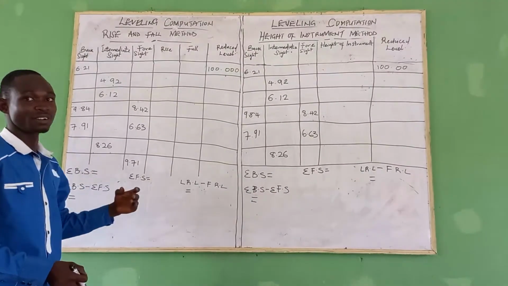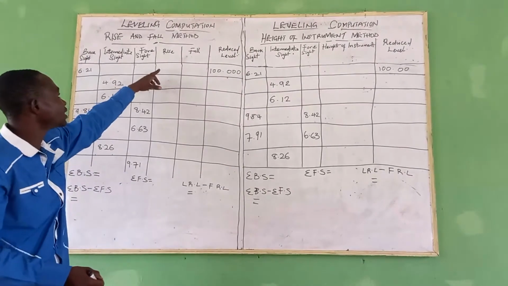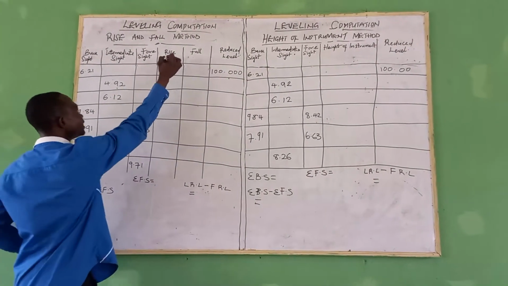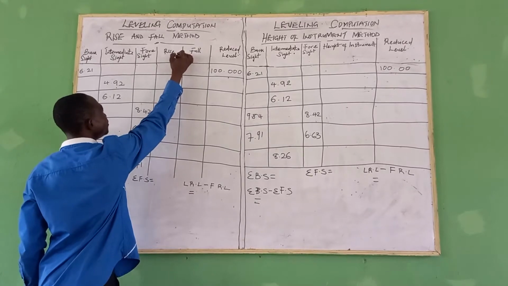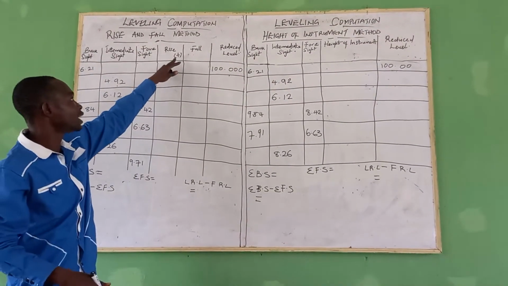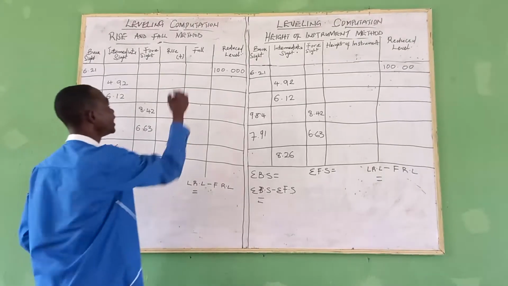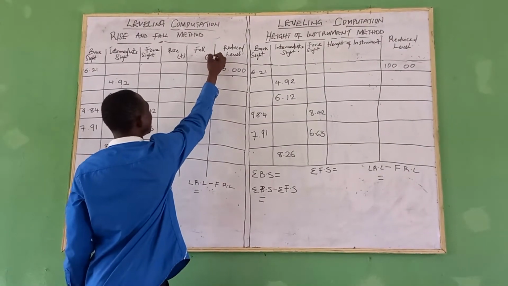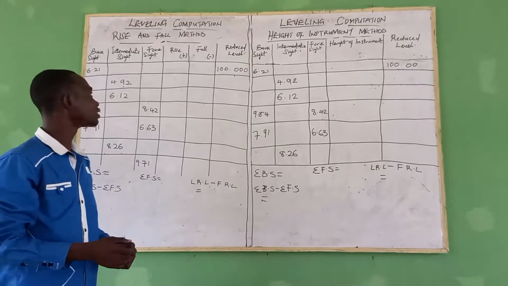If it's a positive value, then it's going to fall under rise. If it's a negative value, it's going to fall under fall. Now let's start.